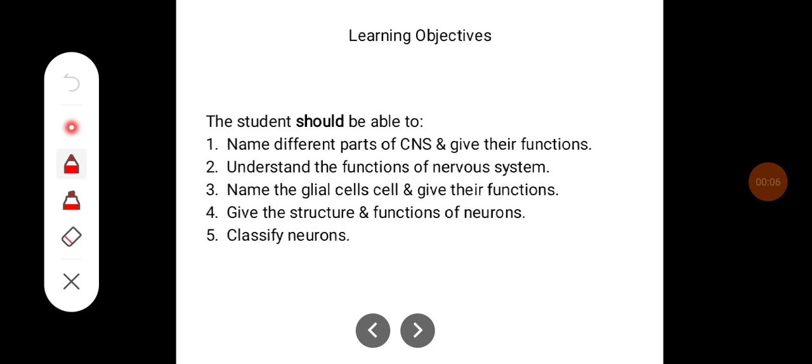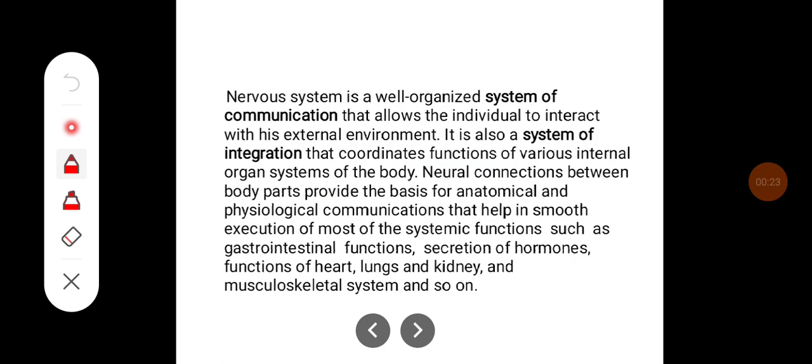The learning objectives would be: name the different parts of the central nervous system and give their functions, understand the functions of the nervous system, name the glial cells and give their functions, give the structure and functions of neurons, and classify different types of neurons. The nervous system is a well-organized system of communication that allows an individual to interact with his external environment.